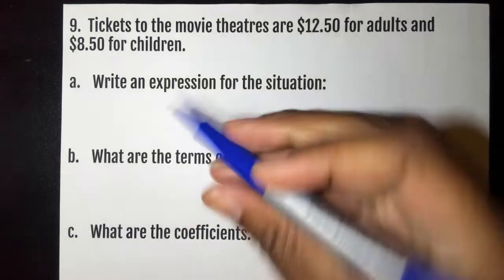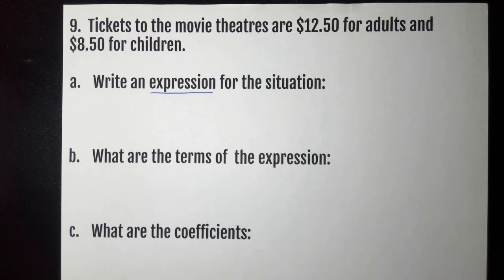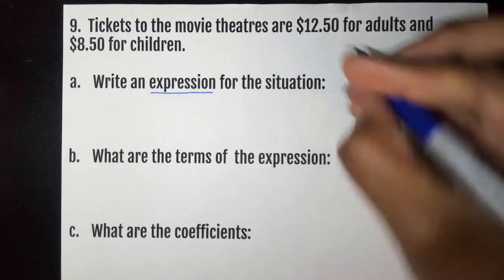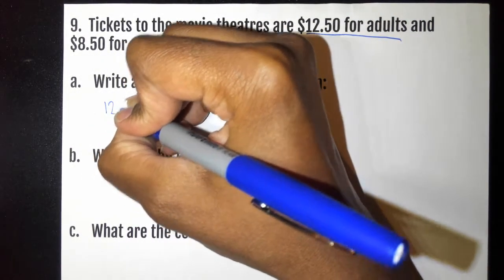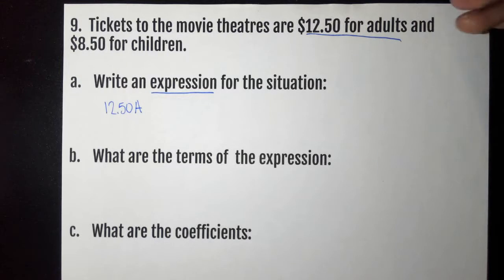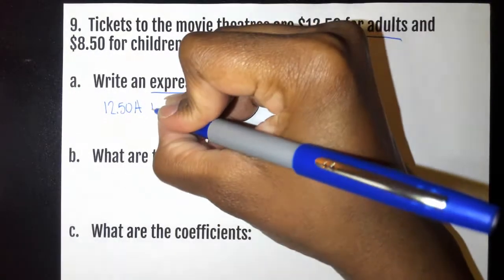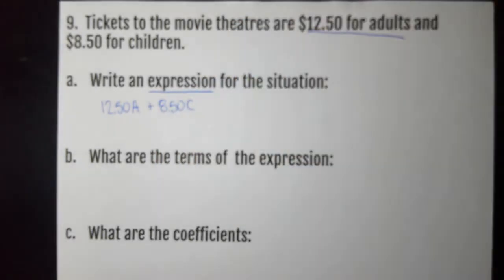Remember that an expression, that's your vocab word, is kind of like a sentence fragment. It's not completing something, but it's just a part of the something. So the expression is the $12.50 for an adult. I can write that as $12.50A. And $8.50 for children, I'm going to say plus 8.50C, and that's it.